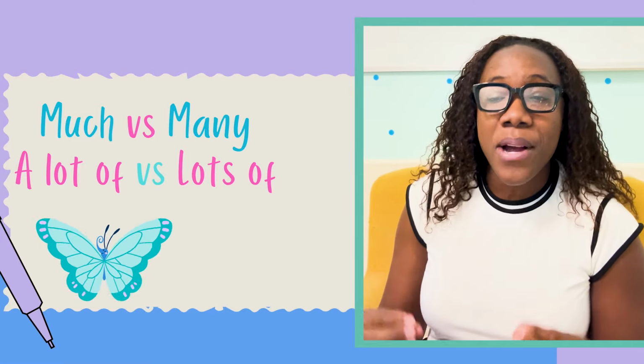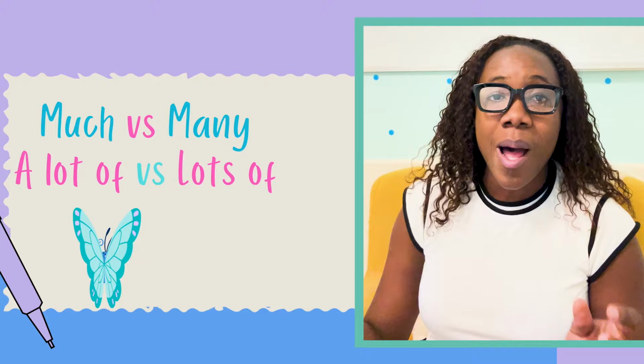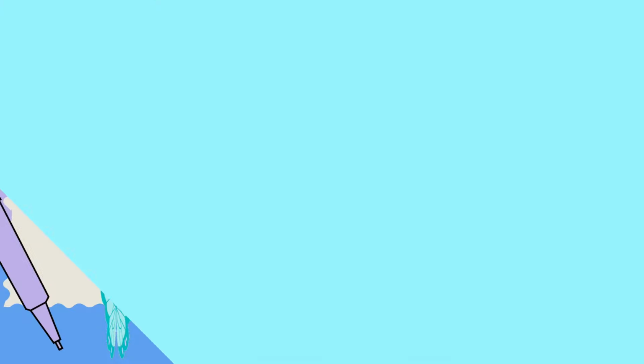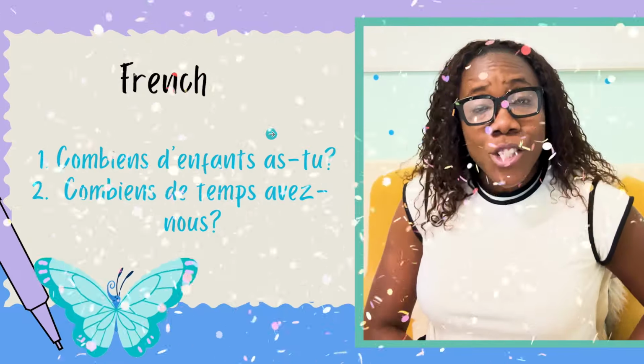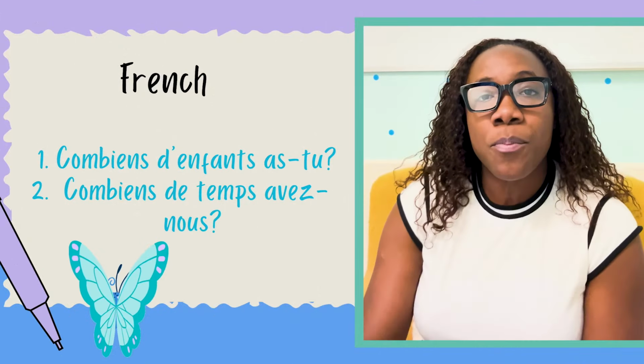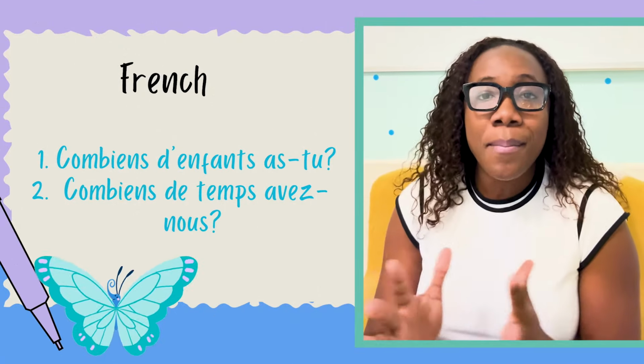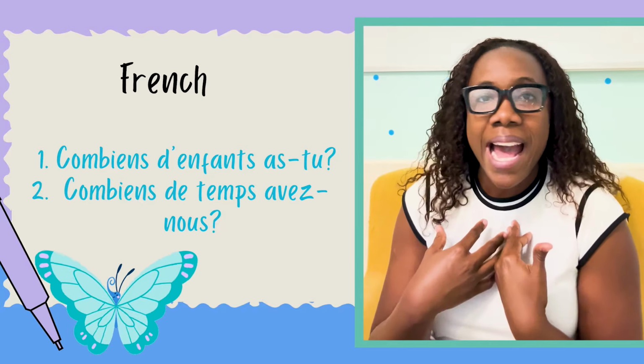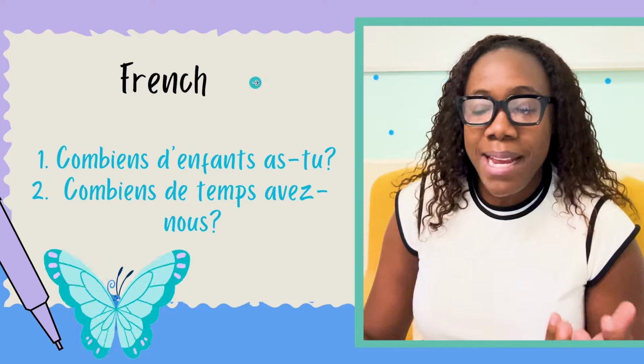After we talk about much versus many, we're going to talk about a lot of versus lots of. Let's begin. In French, you use the same expression to talk about something that you can count versus something you cannot count. What do I mean?